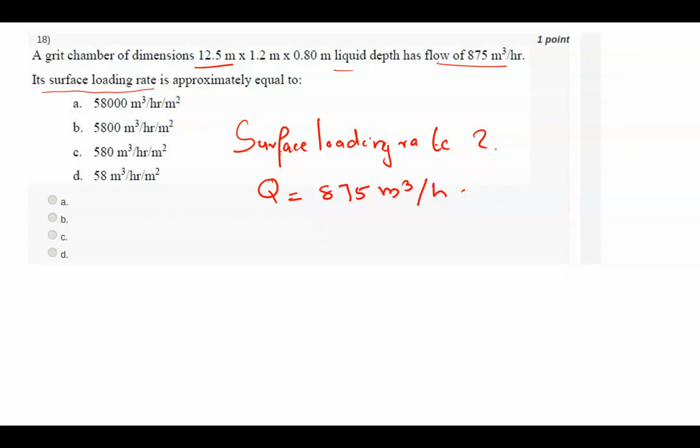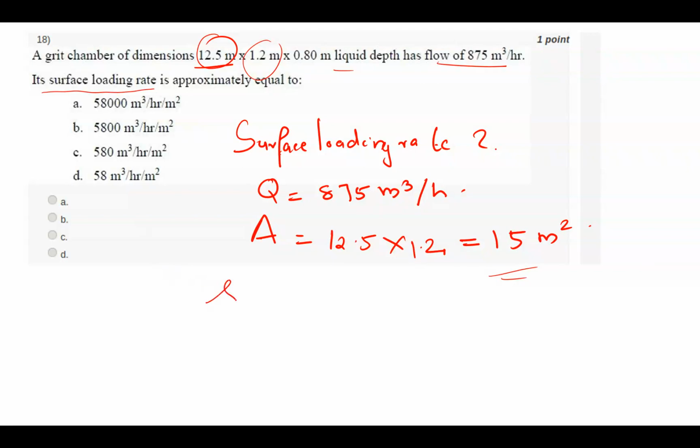Then dimensions are given here. Then what you have to do is area. So area is equal to length into width, 12.5 into 1.2. What is the value? It is like 15 meters square. You got the area. So then from here you can calculate the surface loading.